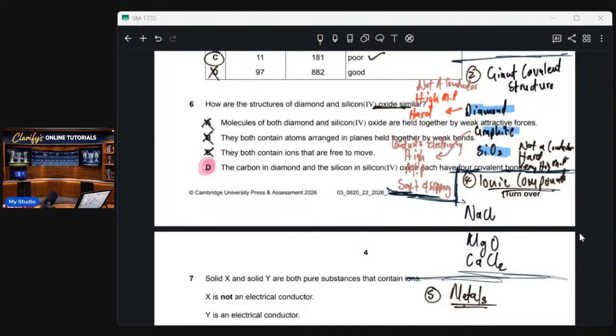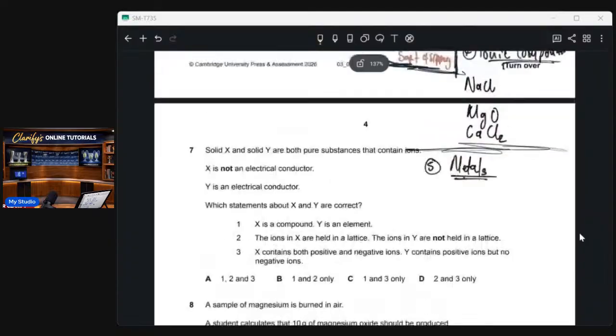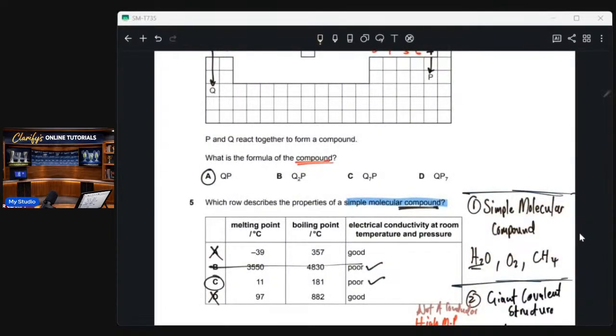Your answer is only D. We don't talk about weak attractive forces. It has to be strong. That is why they have high melting and high boiling point. And they are covalent bonds that hold them together. The weak is for simple molecules, like water, oxygen, methane.